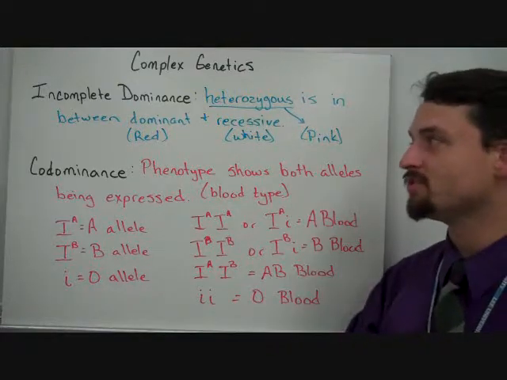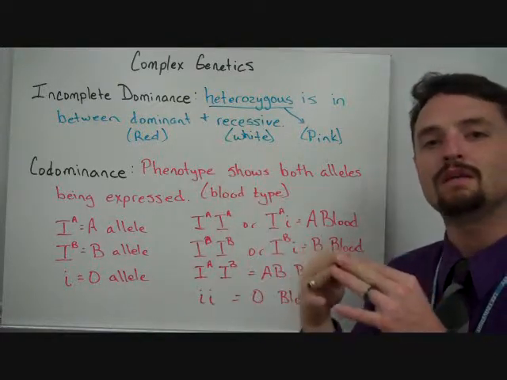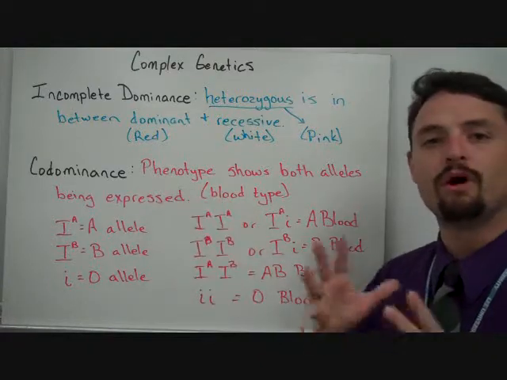So this is a little bit more complex. That's why I term it complex genetics. So you've got incomplete, which is a mixing, and codominance, which is both expressed.